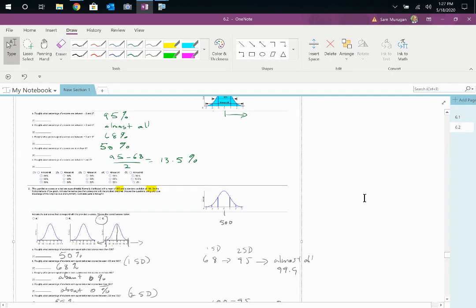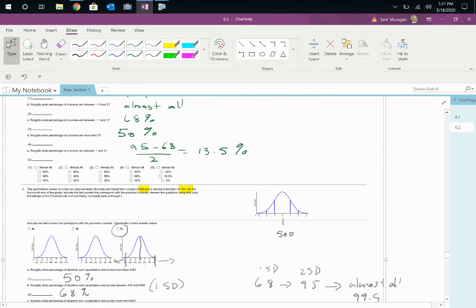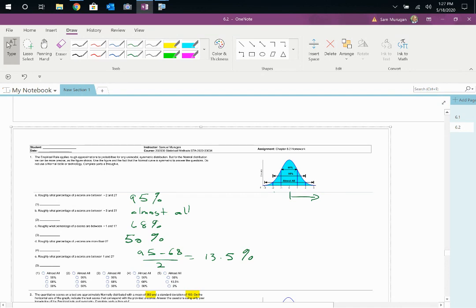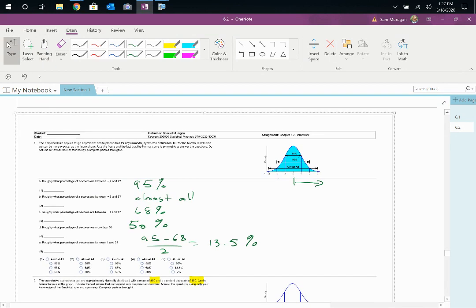All right, here we go. So some problems here from the homework. I'm going to try to make this a little bigger. Okay, this uses the traditional symmetric empirical rule. Remember, the empirical rule is 68% for one standard deviation, 95% for two standard deviations. And over 2 standard deviations is almost all.